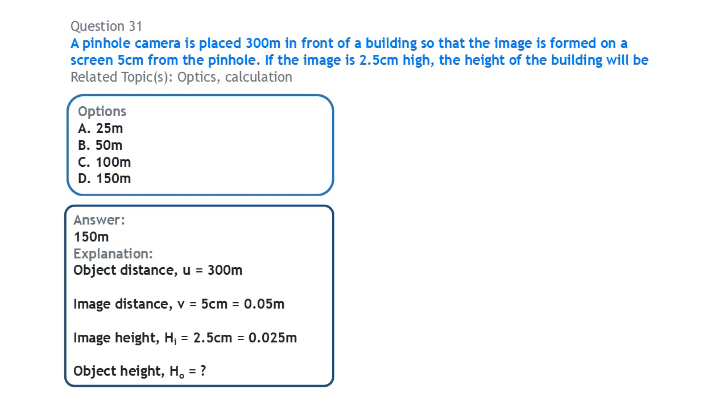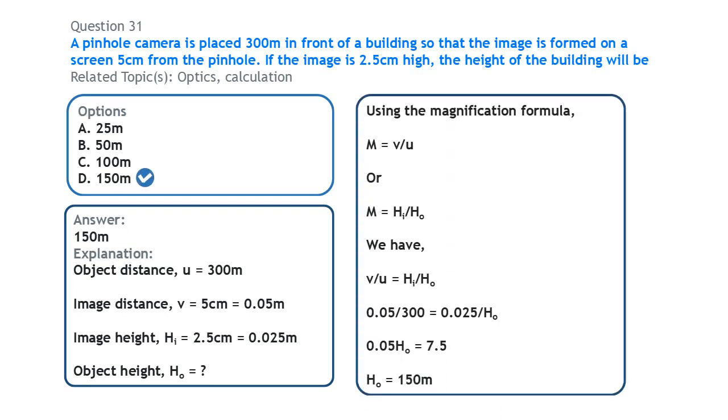Since our object distance is in meters, our image distance should be in meters, so that we have balanced units. So we convert this to meters by dividing by 100, and we have 0.05 meter. Now the image height is 2.5 centimeters. We also convert this to meters by dividing by 100. The question is now to find the object height. For this, we are going to use the formula for magnification.